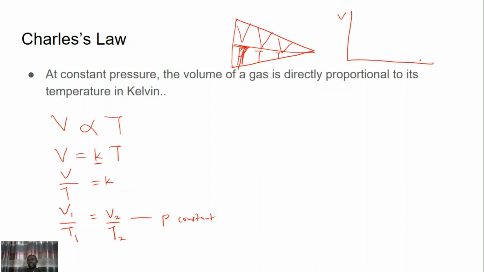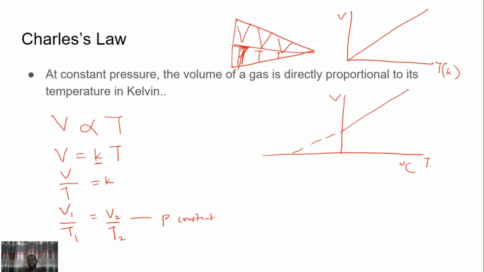When you plot the volume against temperature, it gives a straight line like this, provided the temperature is in Kelvin. If you plot the volume against the temperature in degrees Celsius, you get this line, in which the line will touch the temperature axis at minus 273 degrees Celsius. So take note of all these graphs because you can see them in the exam.